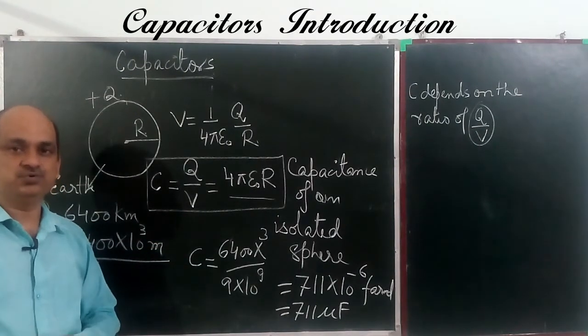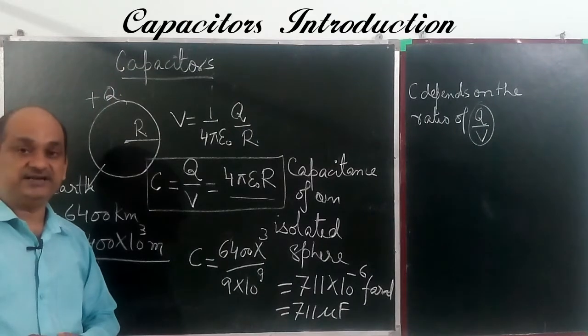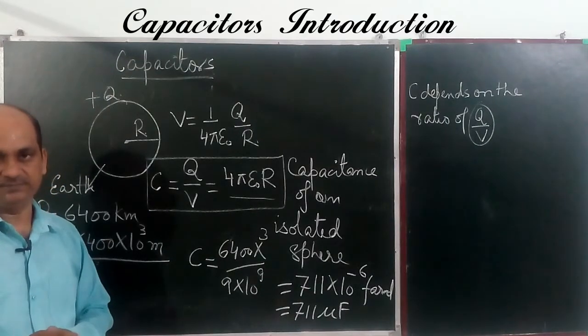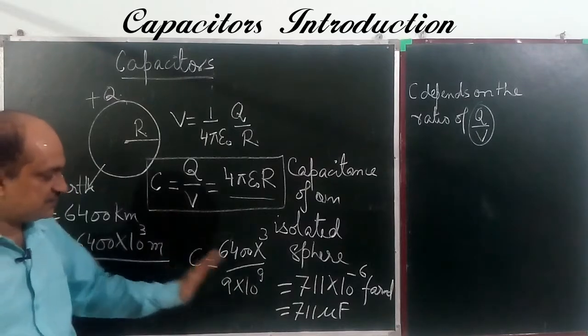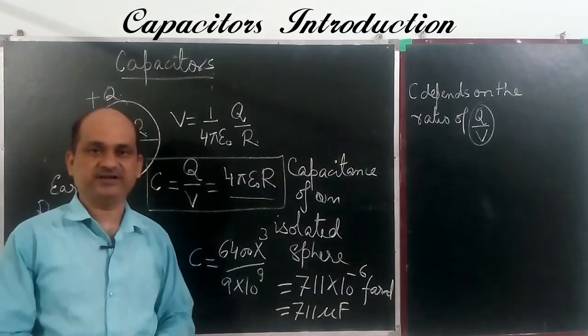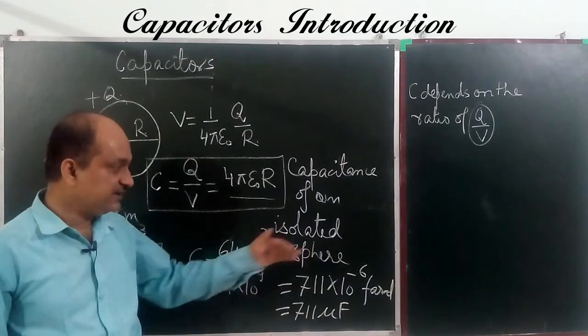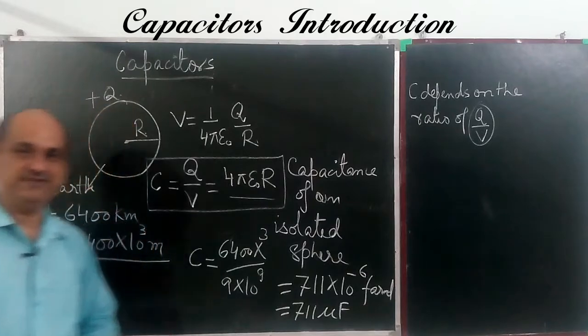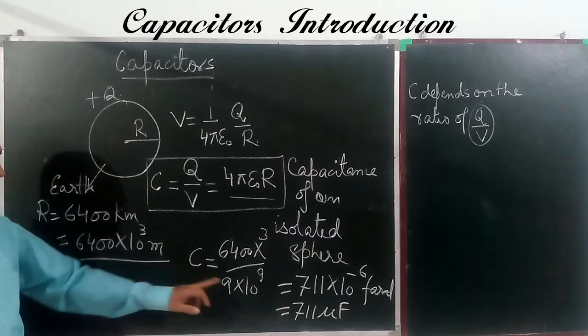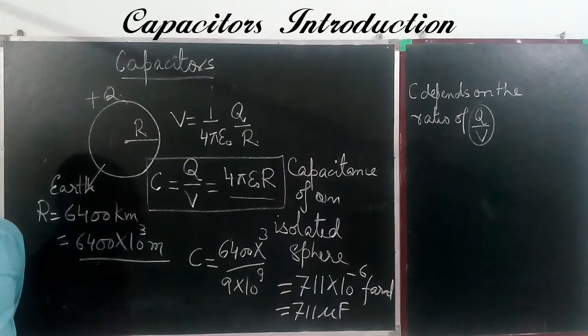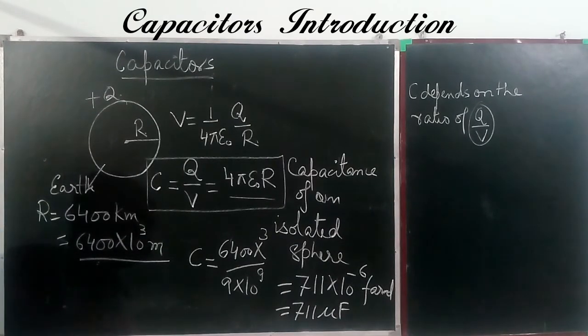So we cannot use farad because it is a very big unit. If we take Earth, then its capacitance will be only 711 microfarad. So farad is a very big unit. That's why, to measure the capacitance, we use microfarad, picofarad, and these types of other units.